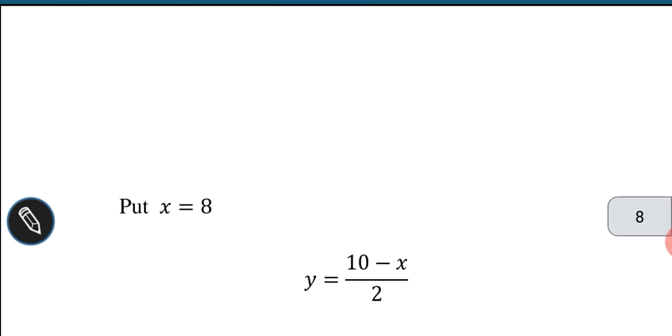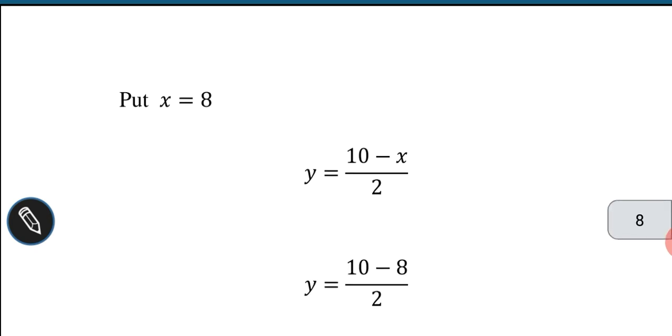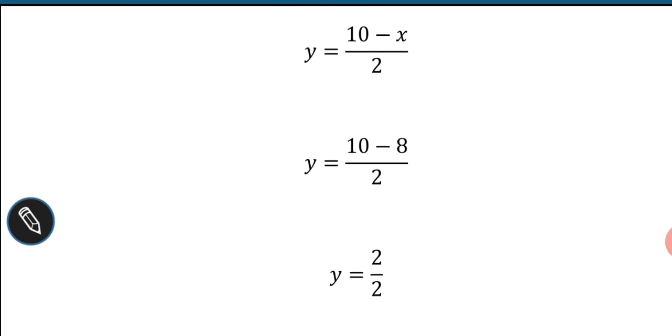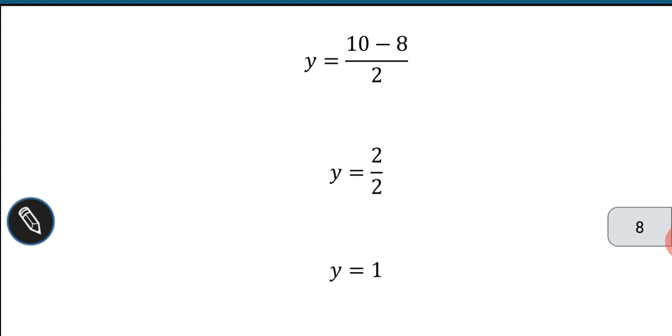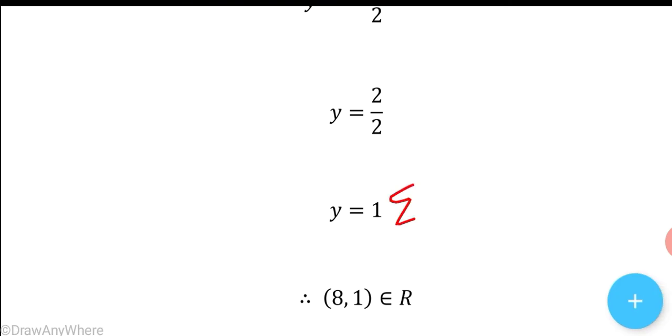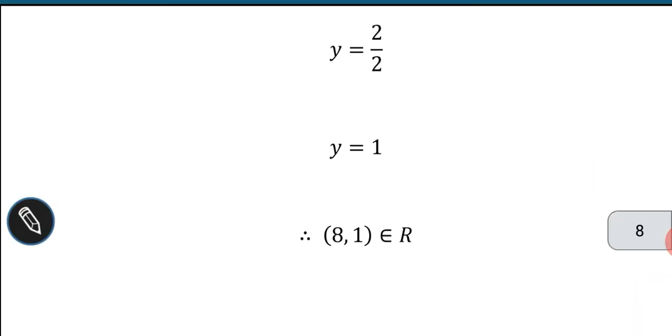Now put x equal to 8. So y is equal to 10 minus x by 2. So y is equal to 10 minus 8 by 2. 10 minus 8 is 2. So y is equal to 2 by 2. So y is equal to 1. Okay, so 8 comma 1 is a relation, because 1 belongs to capital A. Okay, so 8 comma 1 is a relation.